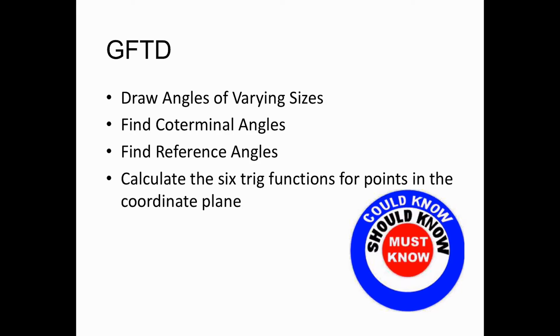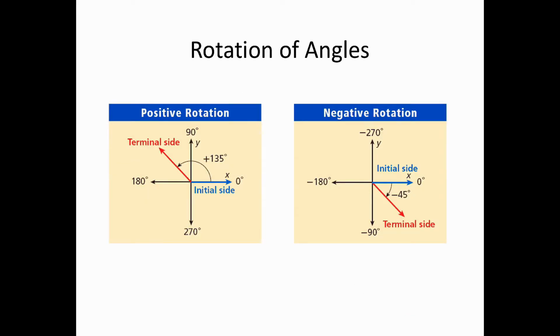Let's start off with the beginning. How to draw angles. We're going to talk about these things called the initial side and the terminal side. The initial side of an angle is going to be the starting side. The initial side is where you start. And the terminal side, thinking about the word terminal or terminate, is where you end things.